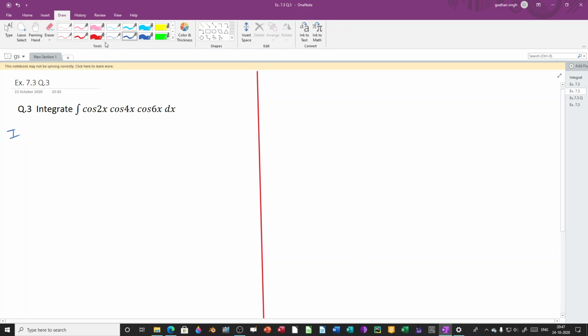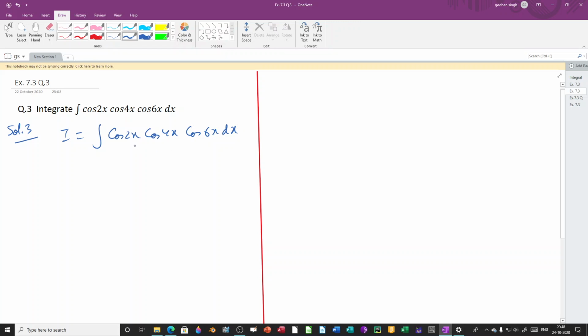First let us write solution 3. I equal to the integral of cos 2x, cos 4x, cos 6x dx. As we have seen, there are three trigonometric functions: cos 2x, cos 4x, cos 6x. We'll group those trigonometric functions whose variable mean is equal to the third one. So what is that?